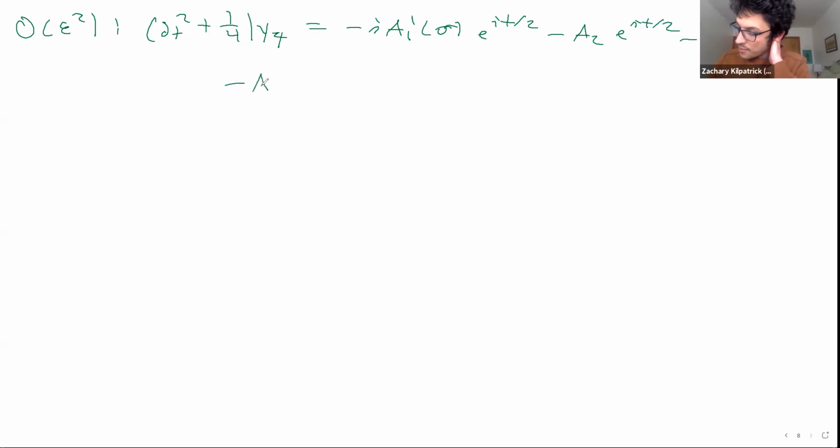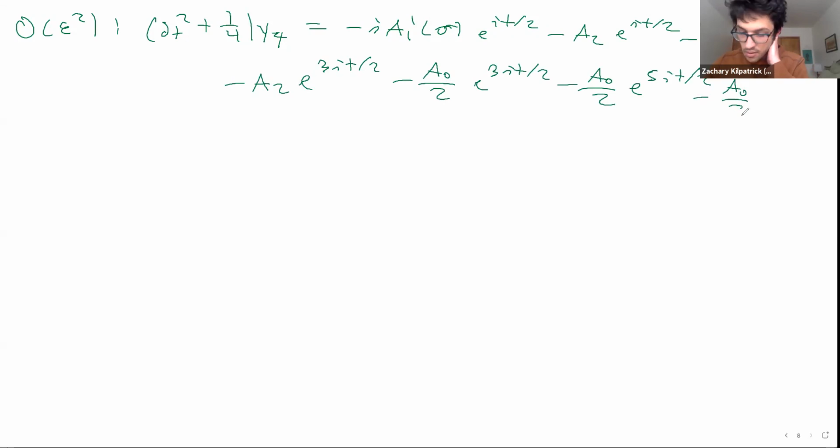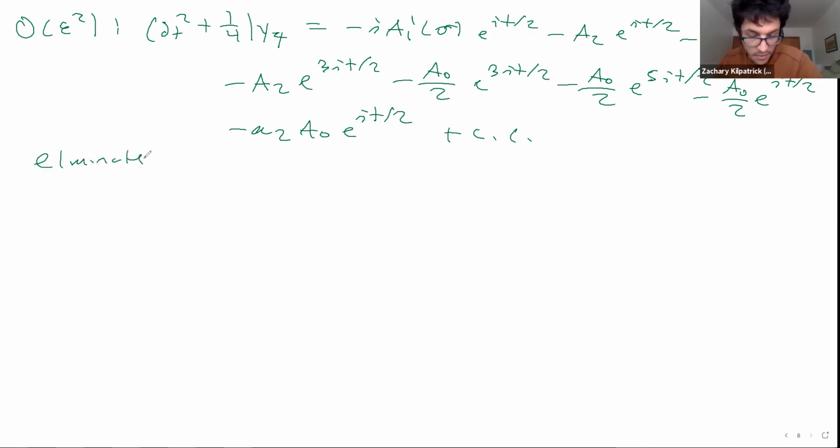Okay. I have a minus a2 e to the 3it over 2 minus a0 over 2 e to the 3it over 2 minus a0 over 2 e to the 5it over 2 minus a0 over 2 e to the it over 2 minus, and there it is, little a2 a0 e to the it over 2 plus complex conjugate of all that stuff. So to eliminate secular terms, I know we have like 30 seconds left. Okay.